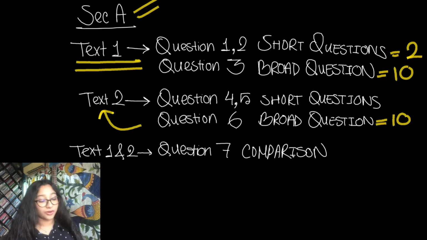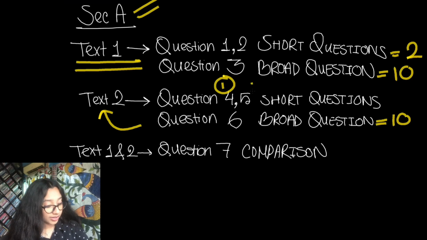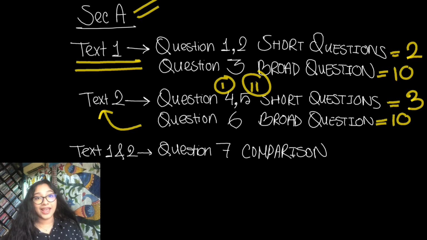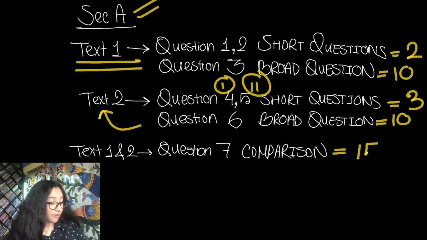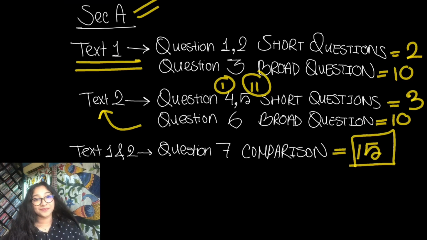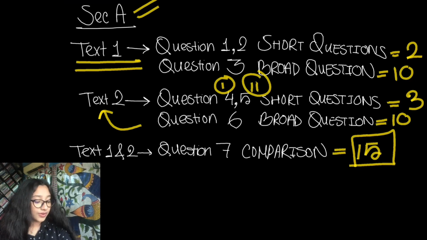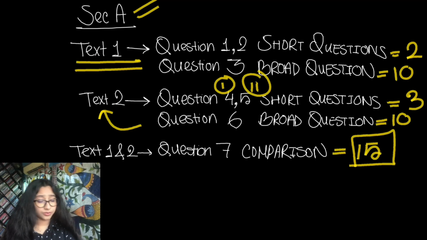Now, question 4 and 5 are again short questions, where question 4 is worth 1 mark and question 5 is worth 2 marks. So in total, it's worth 3 marks. And lastly, question 7. Question 7 is worth not 10, not 12, it's worth 15 marks. Yeah, 15 marks. So it's a comparison type question, as I said earlier. We have to compare the central themes of text 1 and 2. We have to compare the techniques of text 1 and 2.